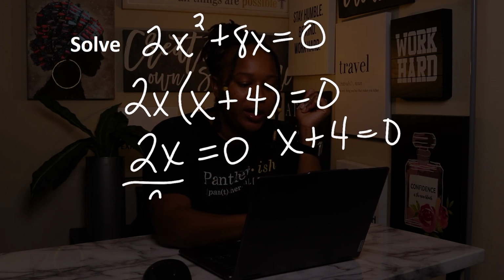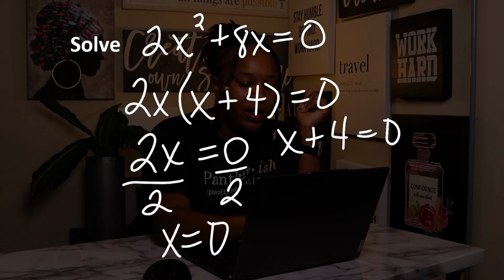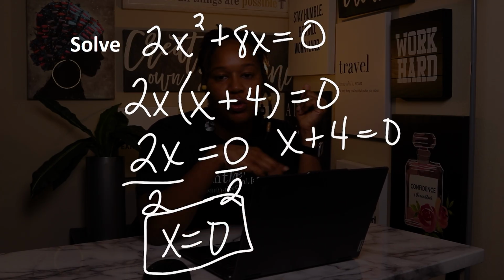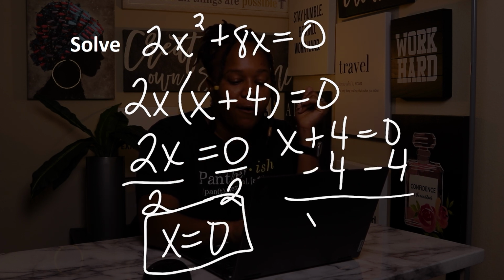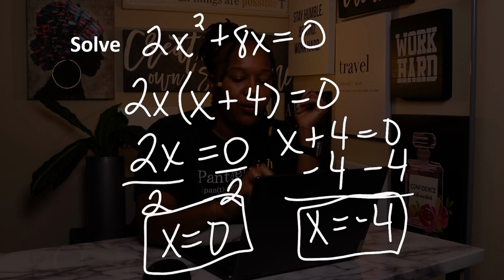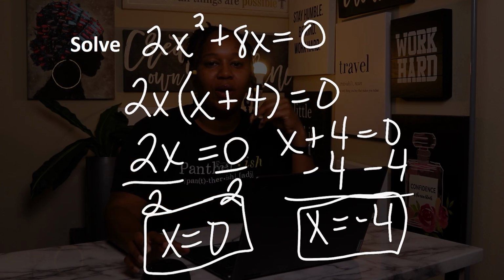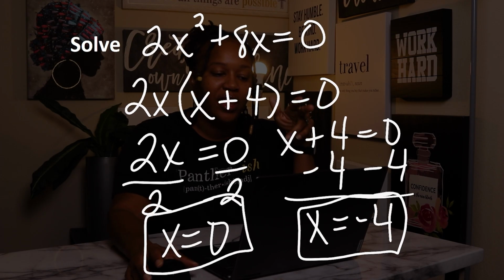In order to solve for x on this first one, I will need to divide both sides by 2. And that will give me x is equal to 0 over 2, which is 0. And then on the second one, to solve for x, I would need to subtract 4 from both sides. And that will give me x equal to -4. So I get x is equal to 0 and x is equal to -4 in this problem, all right? Let's do one more example.